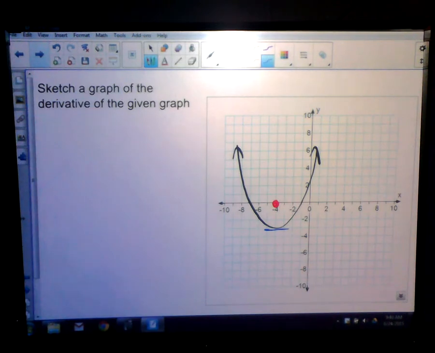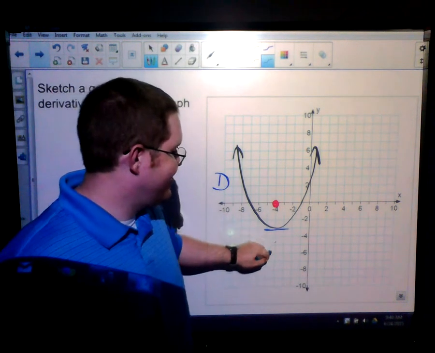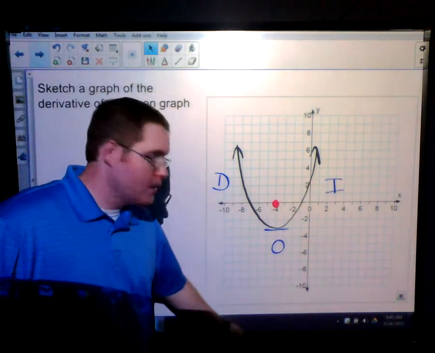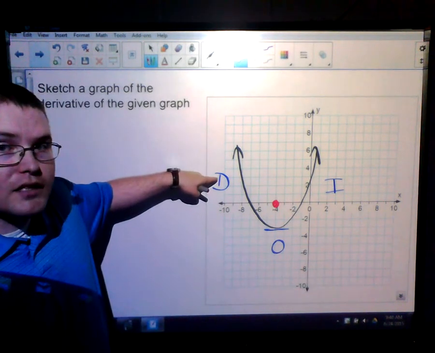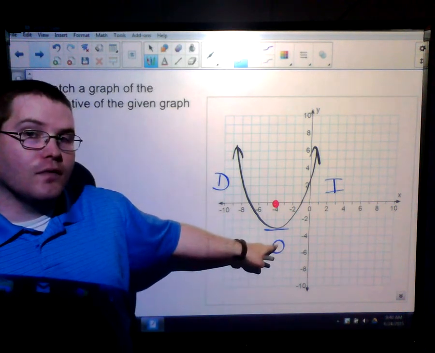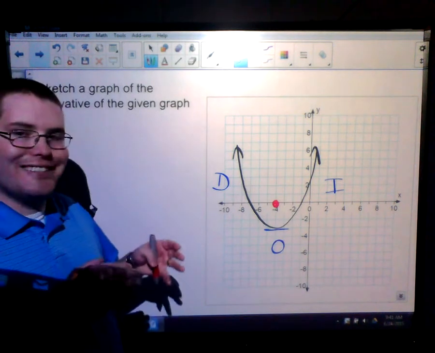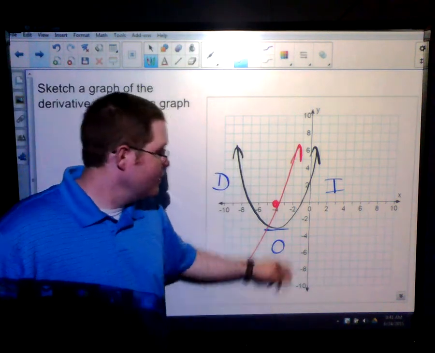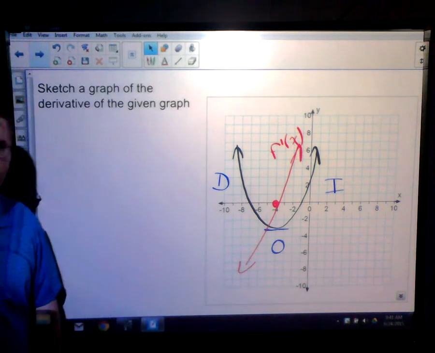So now I need to figure out where my graph is increasing and where my graph is decreasing. Well, it's decreasing on the left side. It's 0 right here, and then it's increasing on the right side. So I'm going to graph a derivative graph that is below the x-axis, at 0, then above the x-axis. So what shape is below 0 and then above? A line. That is your derivative graph. Okay?